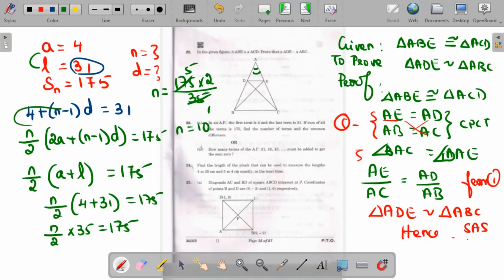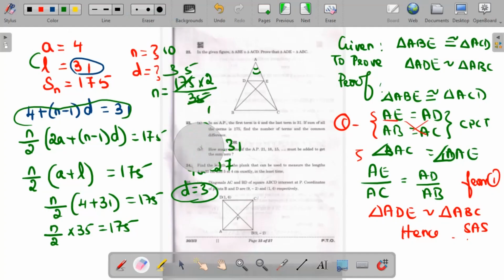Now I'm going to substitute this here. We already found the value of n. So substitute it here. 4 plus 9d is equal to 31. So 9d is equal to 31 minus 4, which is 27. So d is equal to 3. So we found out the value of d.